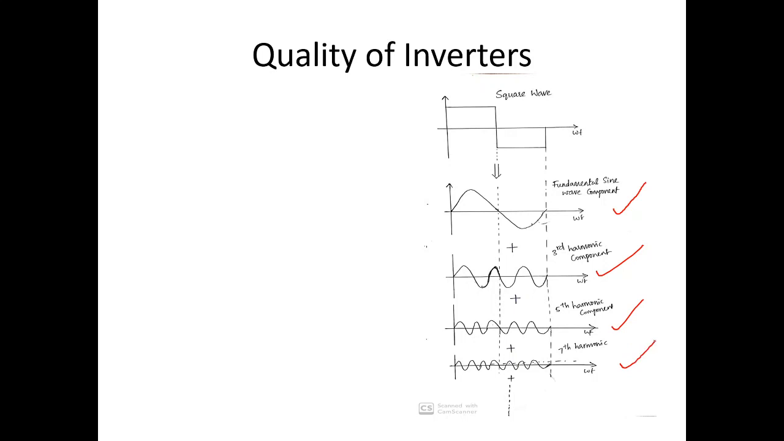The output voltage of the single phase bridge inverter will have only odd harmonics, and among all these harmonics, the fundamental component is necessary. This is required to supply the required power to the load. All other harmonics are unnecessary, they are not required. In fact, if you want to have a good quality inverter, you have to minimize or eliminate these harmonics.